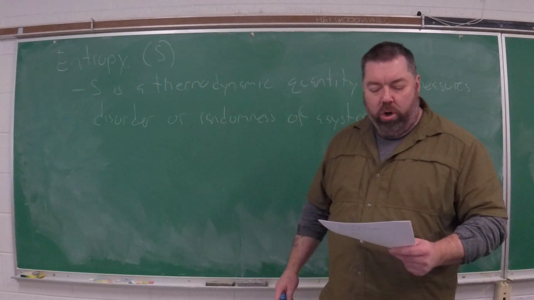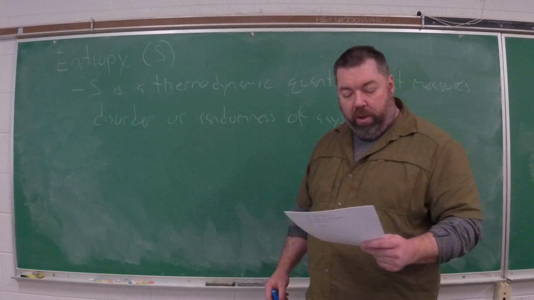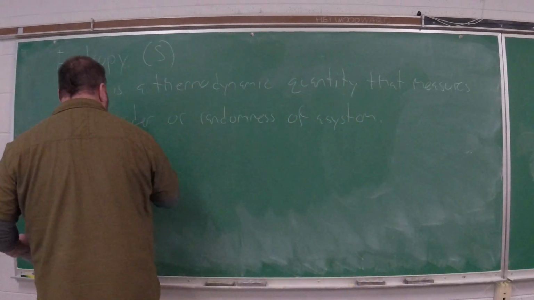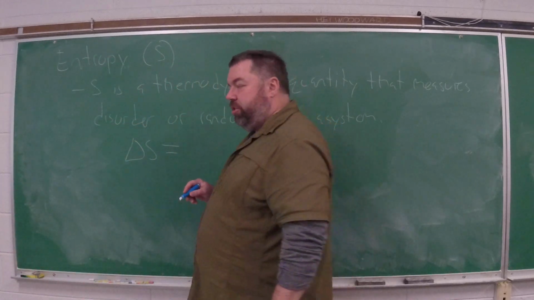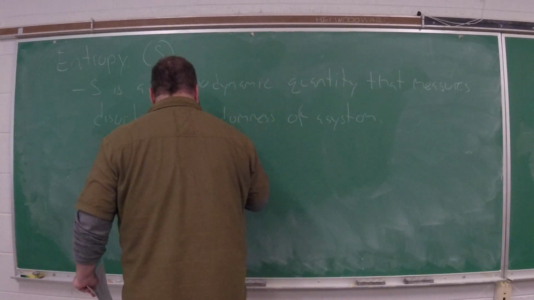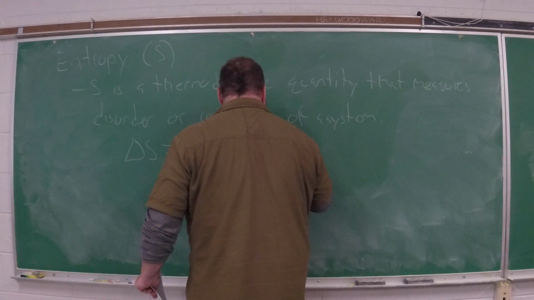Basically, the more disordered or random the system is, the larger the value of S. Okay? We're going to see that delta S, the change in entropy, which I told you before, delta is the change in, is going to be entropy final minus entropy initial.